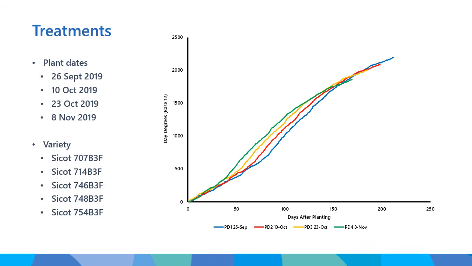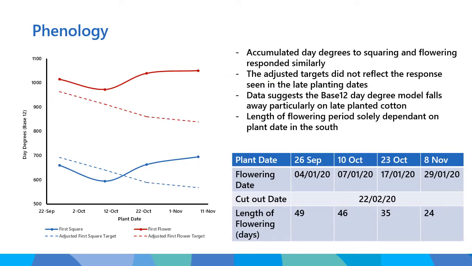So looking at the day degree accumulation for each of the planting dates here, we can see that the later plant dates more quickly accumulated day degrees as a result of establishing in more favourable conditions. I'd like to point out here that the late planting date of 8th November failed to reach that 2000 day degree target to successfully mature cotton in the south.